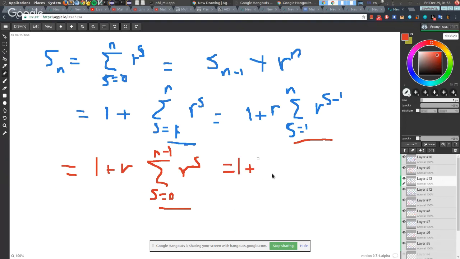So according to the definition here, Sn minus 1, and here I will put this value for Sn minus 1 and get it from here. So this will be equal to 1 plus r times Sn minus r to the power of n. So this is equal to Sn.